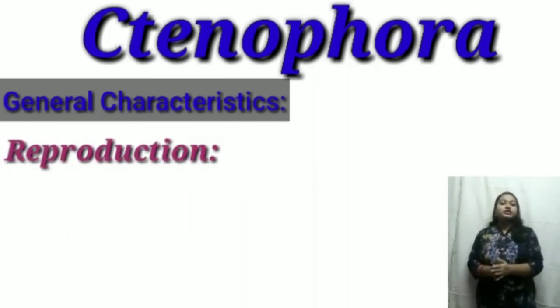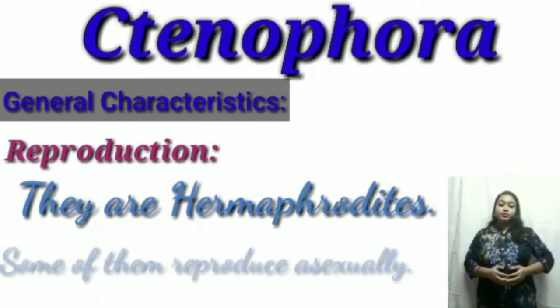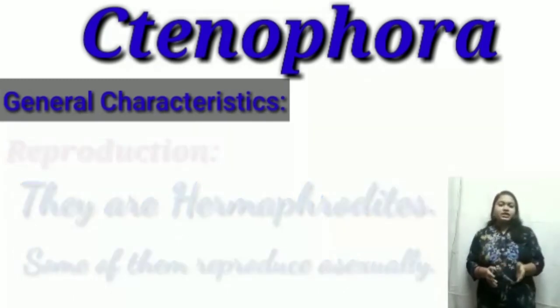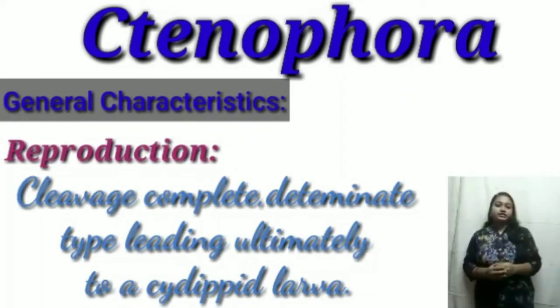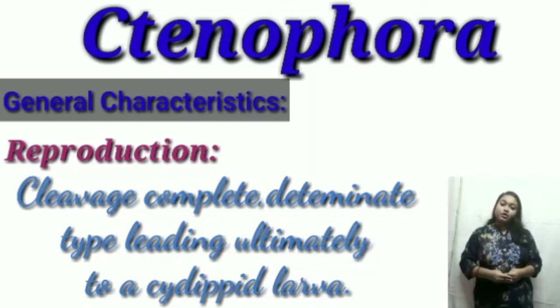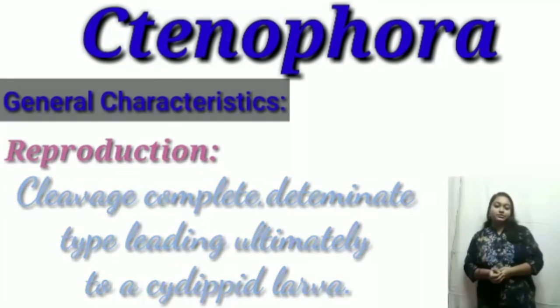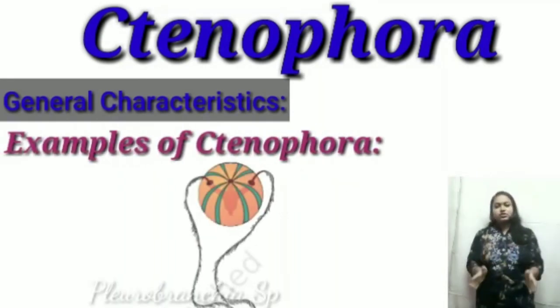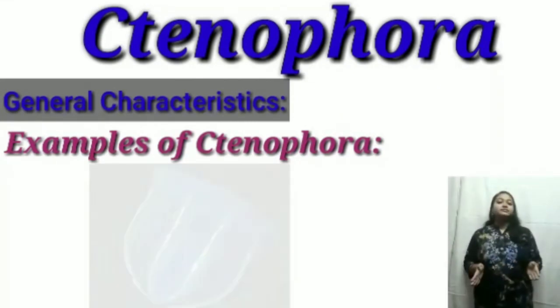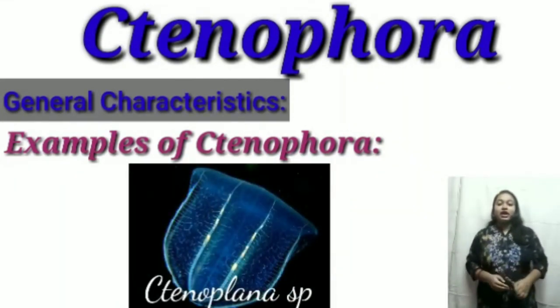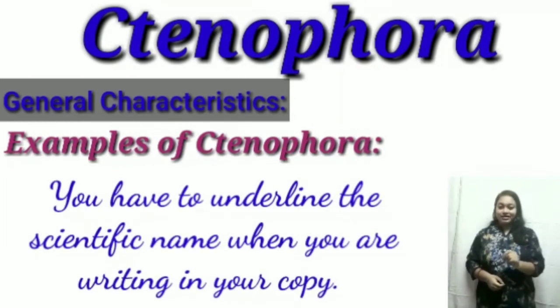Then the last point is reproduction. They are hermaphrodite. They reproduce by sexual means. Their cleavage is complete and determinate. And the larva which is shown in ctenophorans is cydippid. Some examples of ctenophorans are Pleurobrachia, Beroe, and Ctenoplana. You have to underline the scientific name.